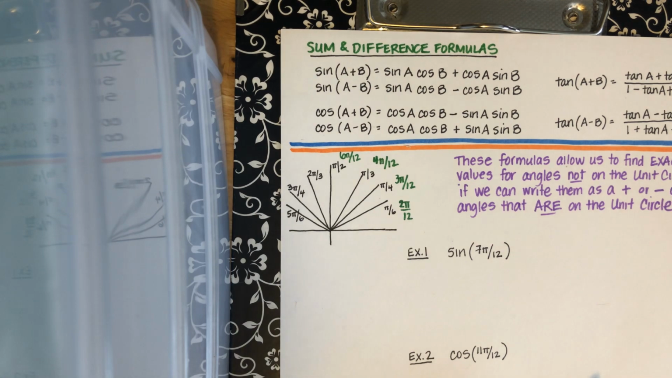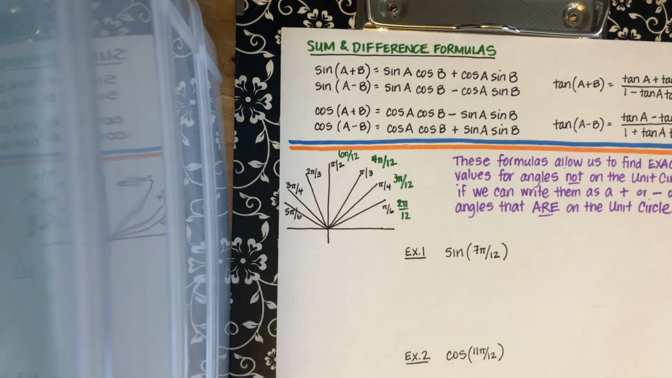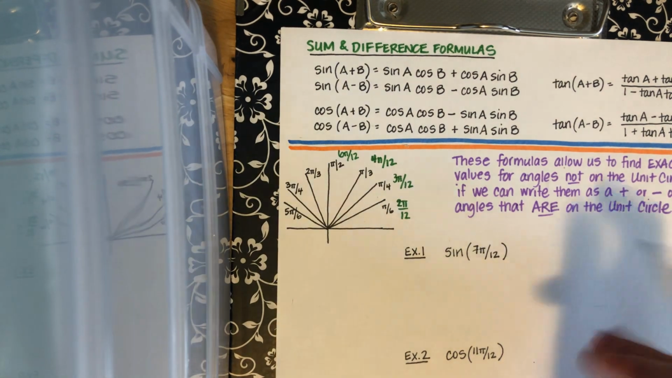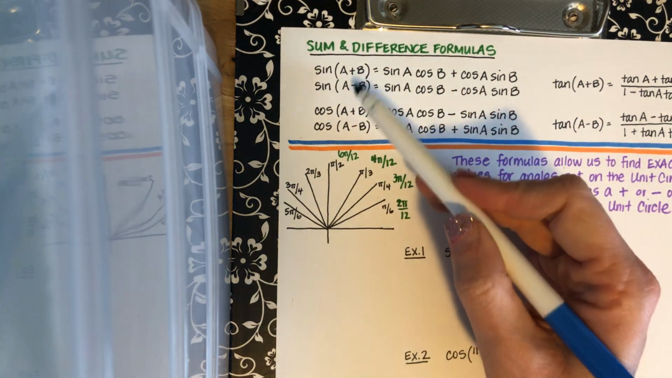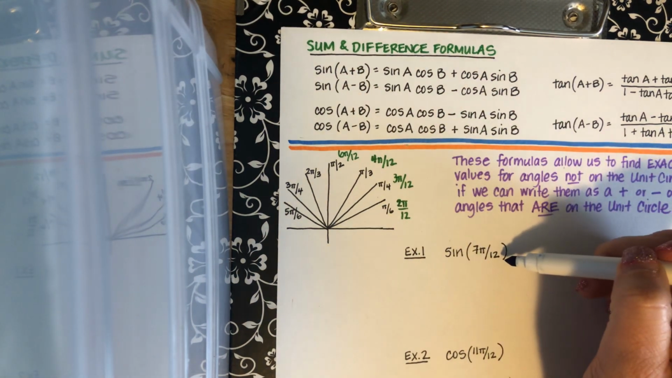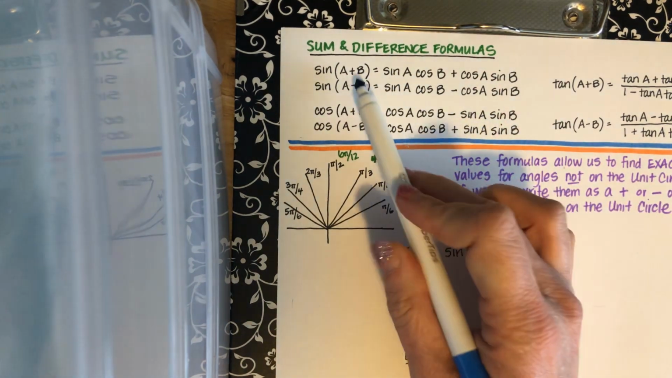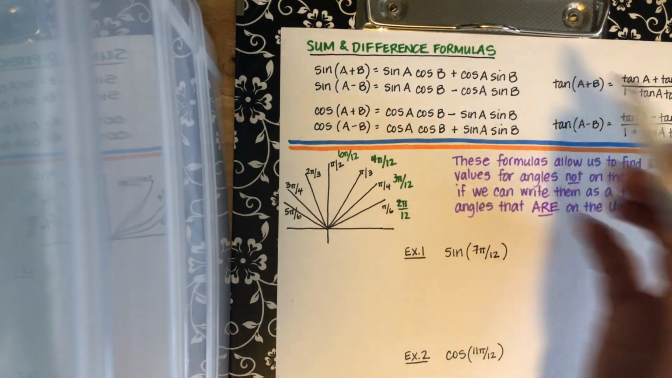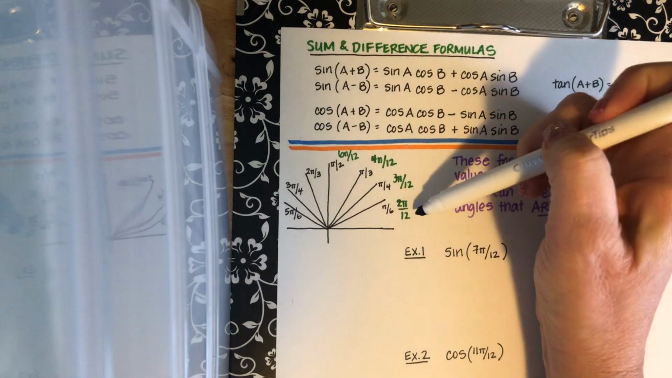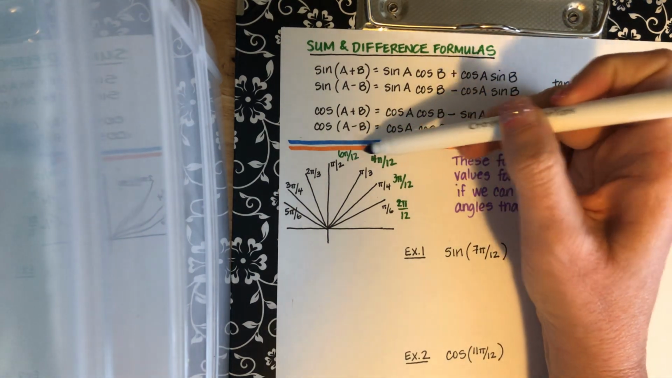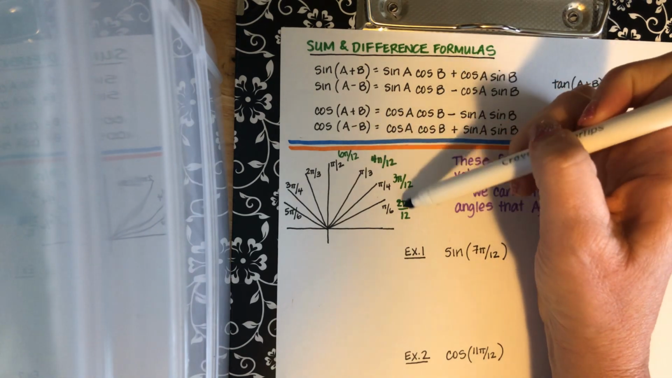But if we look at example 1, we're asked to find the sine of 7 pi over 12. Well, if we think about our formulas, we have sine formulas. If we can add two angles or subtract two angles to get us 7 pi over 12, we can then use those two common angles, A and B, and put them into this formula. So if I look at 7 pi over 12, and I'm going to look at all of these combinations with 12 as the denominator, I need two of them to add or subtract to 7.